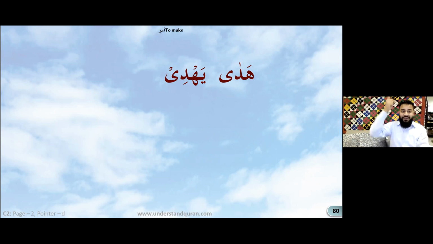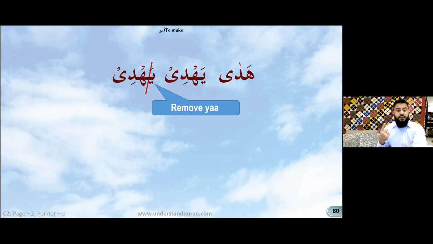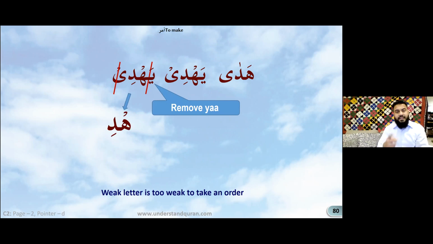verb is amr. Remember, the command form. So what were the rules or the steps? Step number 1, we drop the ya at the beginning that we use for the mudari form. Step number 2, we get rid of the weak letter from here. It's weak. So we get it out. So now we're left with hid. And already the ha is silent. That just doesn't work. Try saying it. It's hid. You're already out of breath.